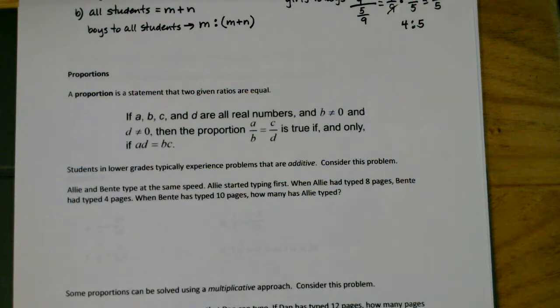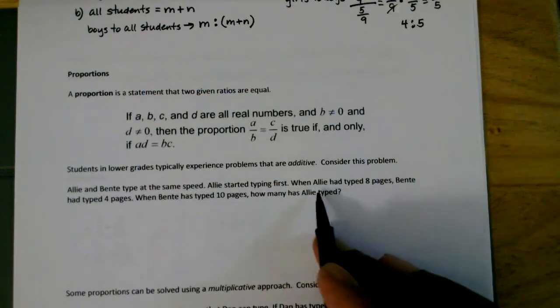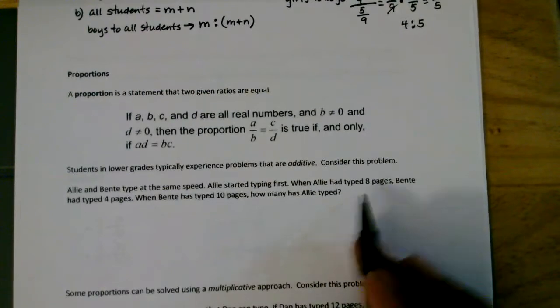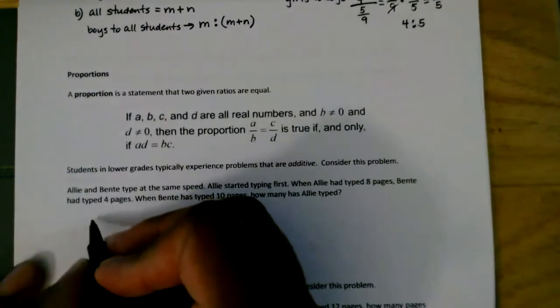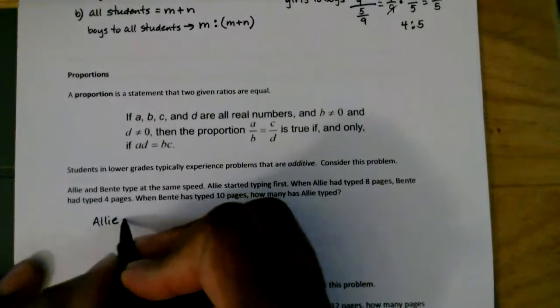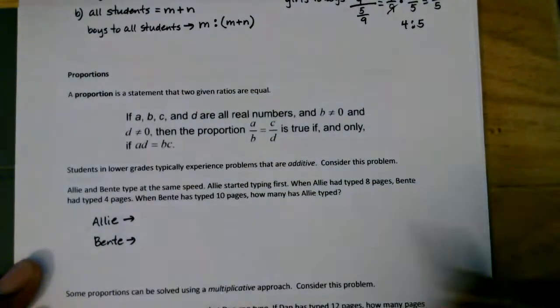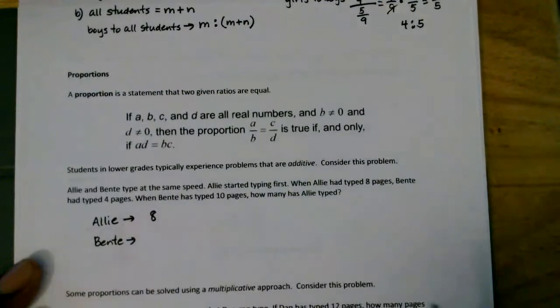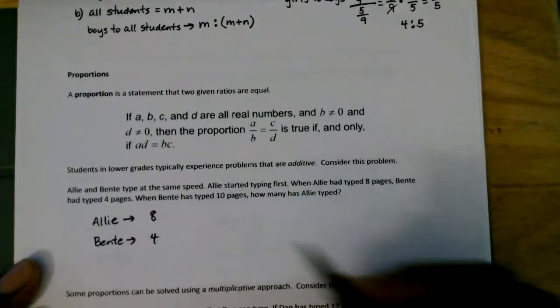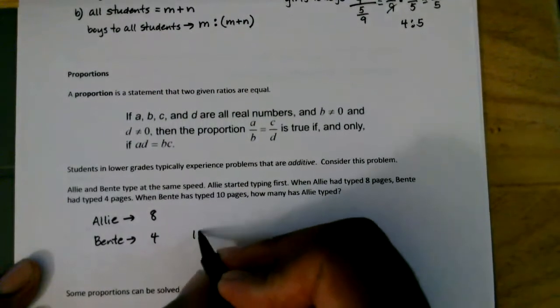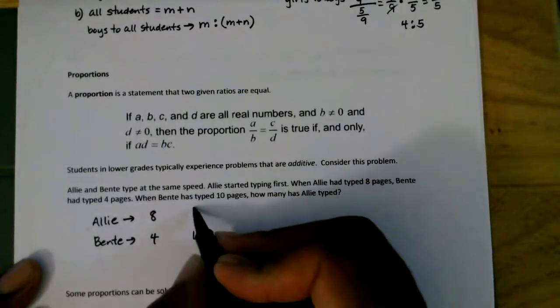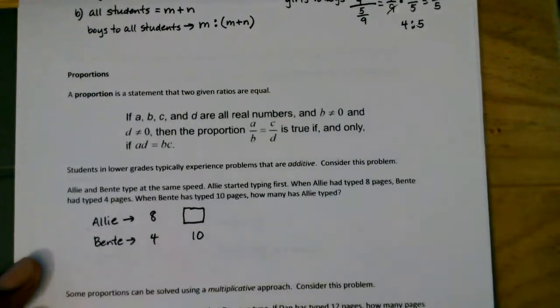So here we use the additive approach. And let's set this up as a proportion. Here, Allie has typed 8 pages, and then Ben has typed 4 pages. Ben has already typed 4 pages. And when Ben has typed 10 pages, we want to know how many pages did Allie type. So here we're going to use what they call the additive approach.